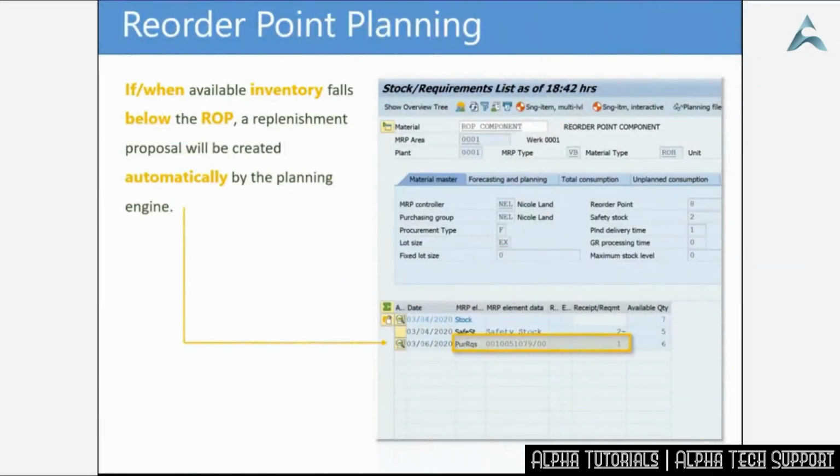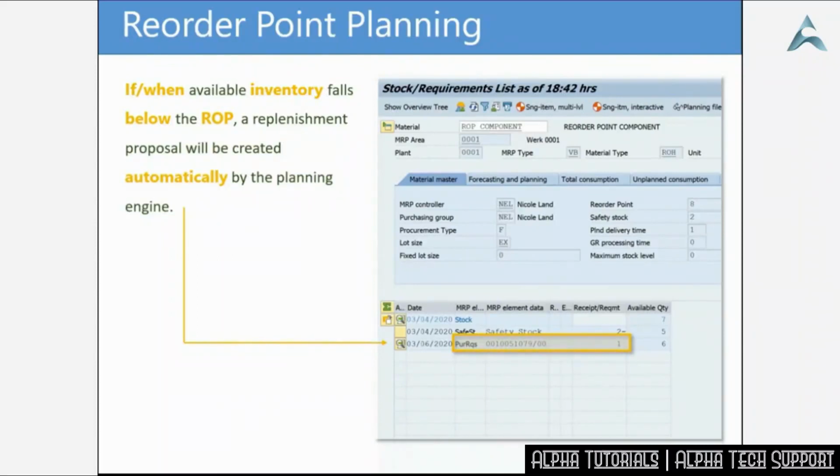Once the available inventory drops below the reorder point quantity, as we see here, the planning engine will automatically create a replenishment element to return the inventory to the reorder point threshold. In this case, available inventory of 7 eaches is below the threshold of 8 eaches, so a purchase requisition was created for quantity 1 each to increase the inventory to the reorder point quantity of 8.